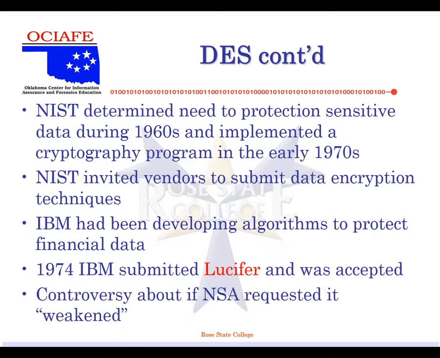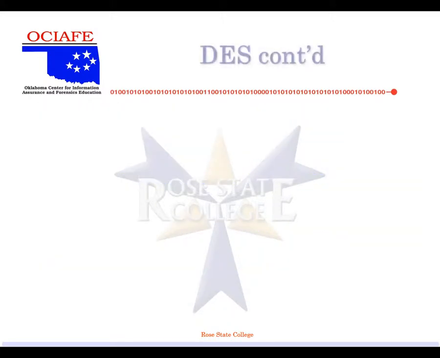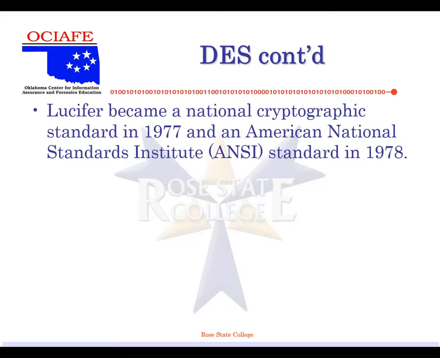There's controversy over whether it was weakened. I don't know the true story, but I think it has been. Some people say it's because the NSA couldn't break it. I don't know, but there is controversy over that. It became the standard in 1977 and the ANSI standard in 1978. So everybody started using it.